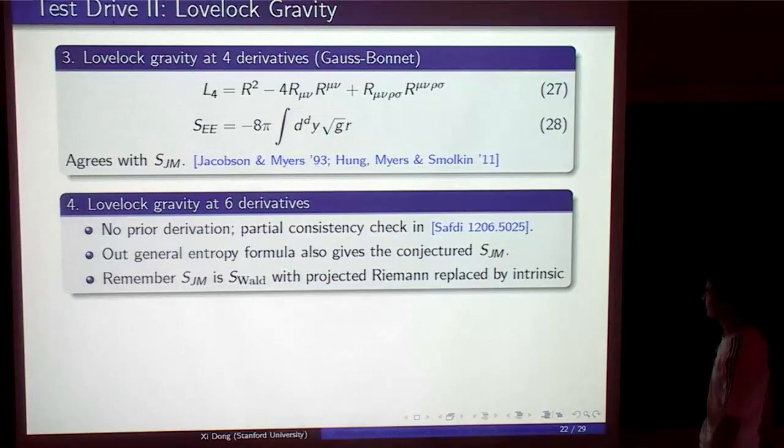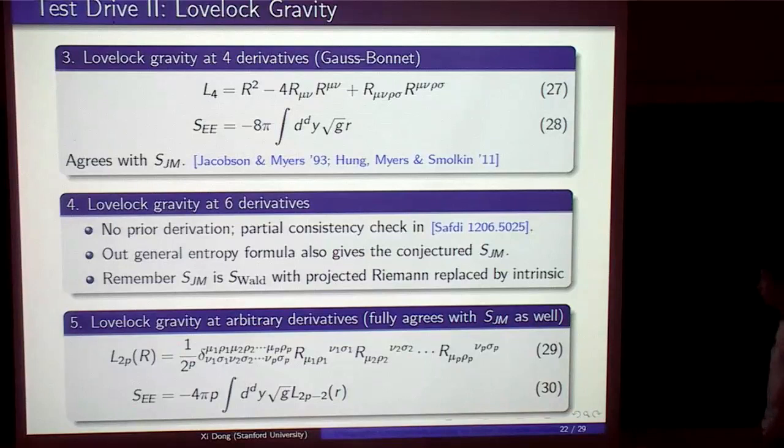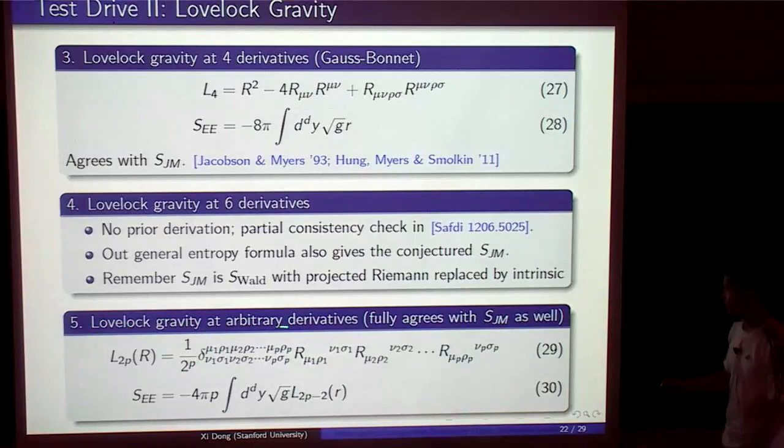There is a partial consistency check in this paper. Miraculously, our formula also gives the same Jacobson-Myers entropy. And actually, in general Lovelock gravity, one can prove that the formula is always the Jacobson-Myers entropy. Remember that if you write the Lovelock Lagrangian as this generalized delta function where all the upper and lower indices are anti-symmetrized, then the Jacobson-Myers entropy is simply the p minus 1 of these, with the intrinsic curvature instead of the original curvature. So one can show this. This is sensitive to all those weights I talk about, so it's a quite non-trivial check.